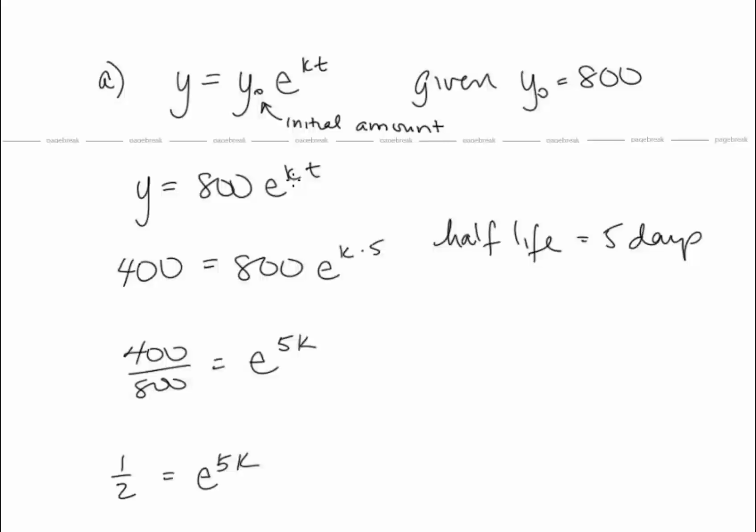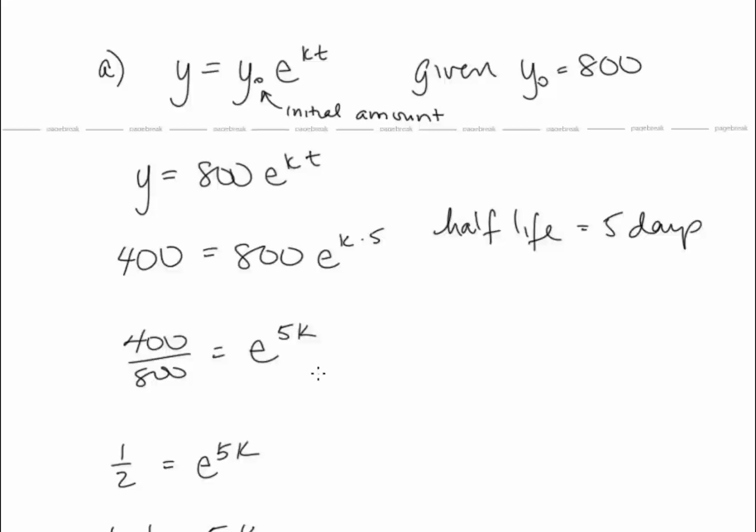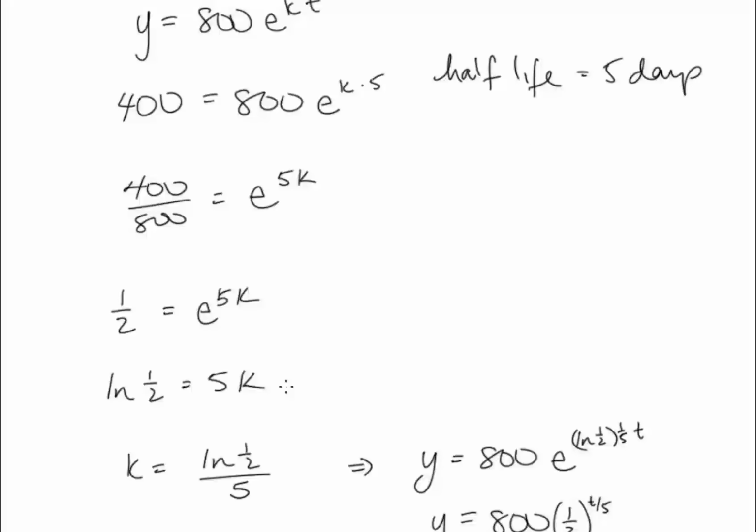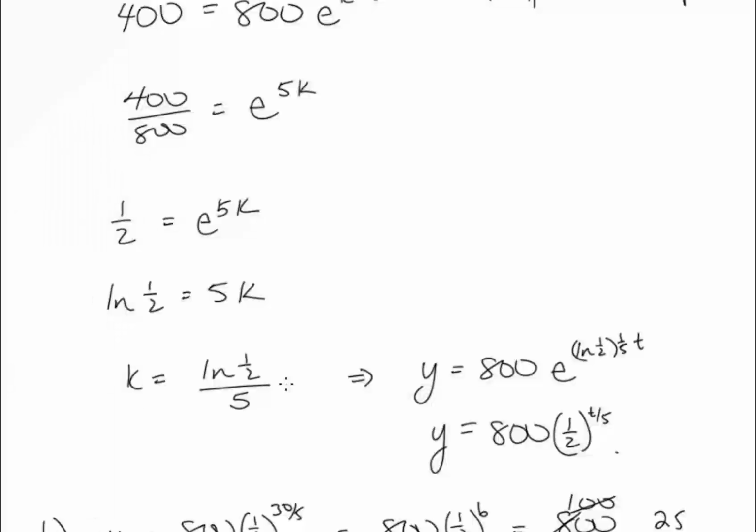Well, we know that after 5 days, our amount is going to be reduced by half. So when time is equal to 5, our 800 milligrams has become only 400 milligrams. So now, with this equation, we can solve for k. We divide both sides by 800, and then take the natural log of both sides. So now we have k is equal to ln of 1/2 over 5.